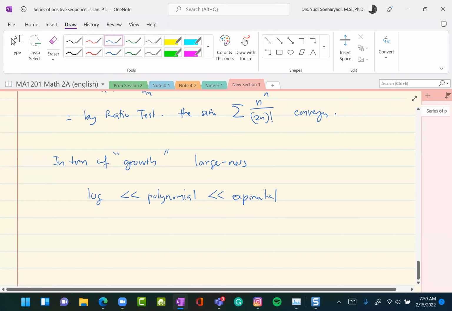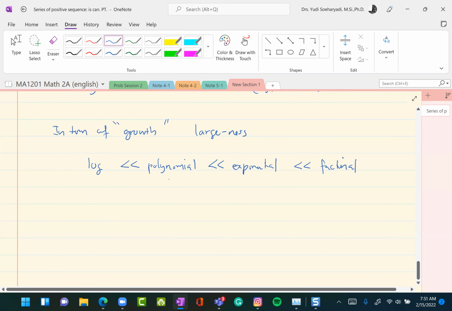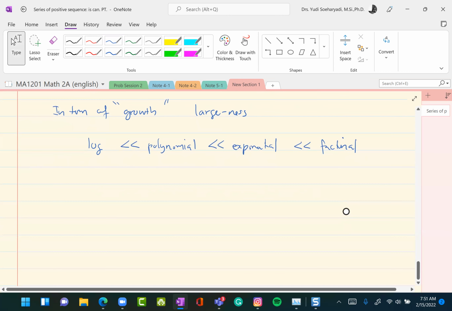Super exponential is larger than exponential. But this is still smaller than factorial. In the sense that if you divide the left by the right, it should be equal to zero, because what's on the right is much larger than on the left. So log over polynomial goes to zero. Polynomial over exponential goes to zero. Exponential over factorial goes to zero. All right, questions?